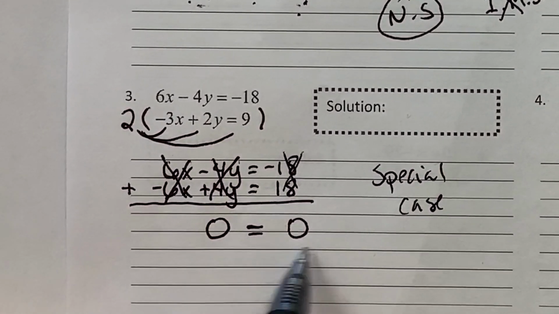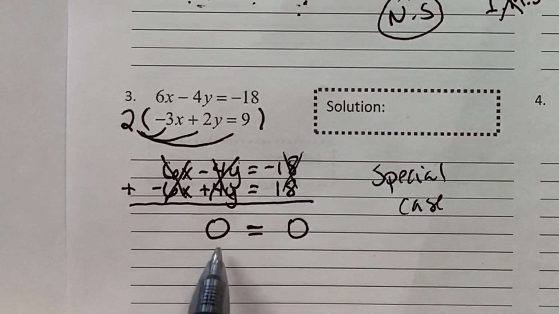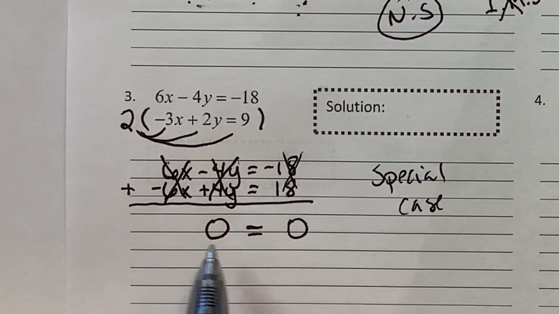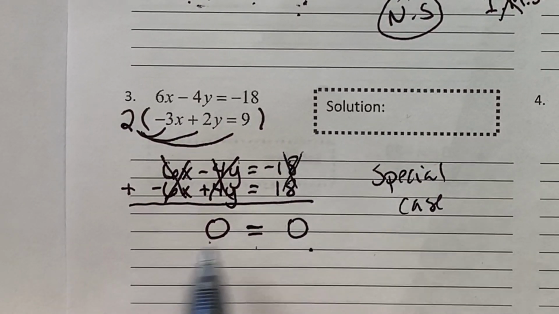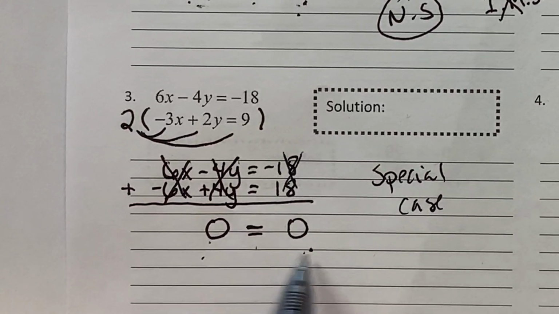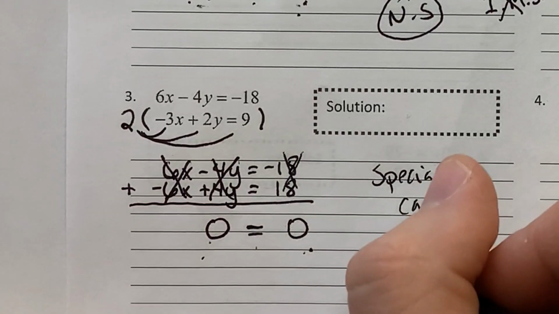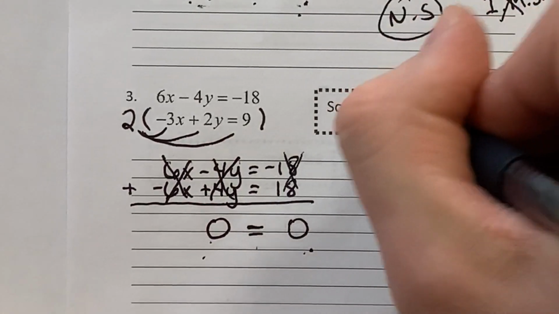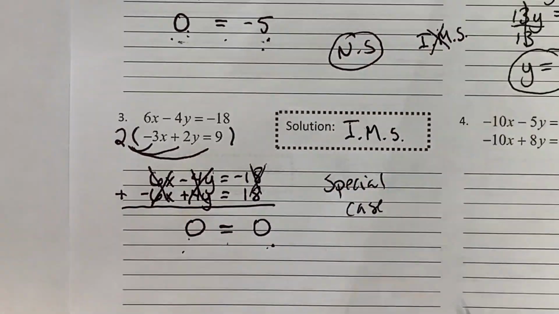I have nothing left over. There's nothing I can possibly solve if I wanted to, no x's or y's. I'm left with just two numbers: 0 equals 0. So I look at them. Do they match? Yes. These numbers match. 0 does equal 0. So this is going to be a case of IMS, infinitely many solutions.